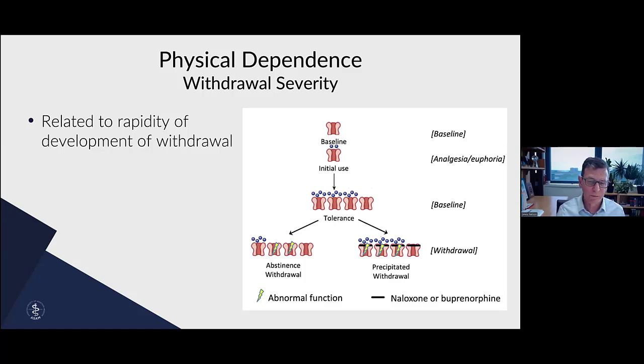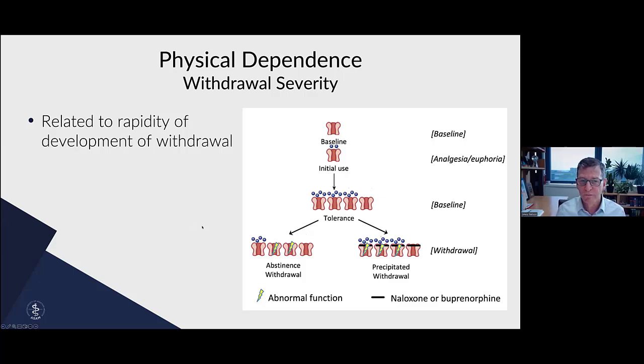Precipitated withdrawal is horrible. People have strokes and MIs and pulmonary edema and hypertensive crises and things like that, because you go from essentially 0 to 60 in 2.8 seconds instead of over the period of several hours or days, like you would if you just allowed abstinence to occur.